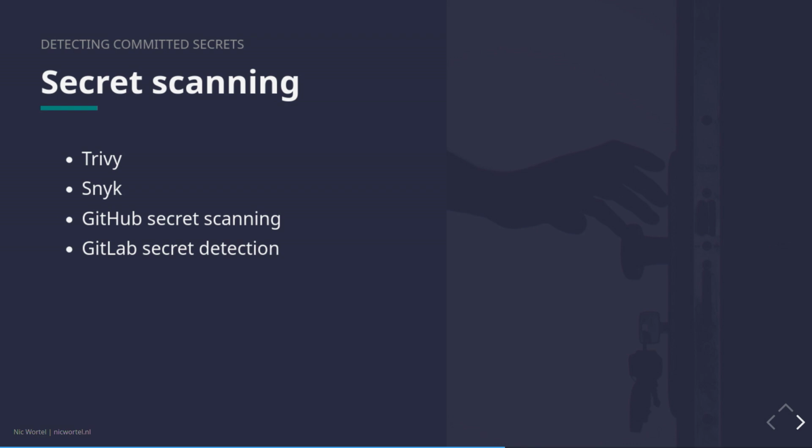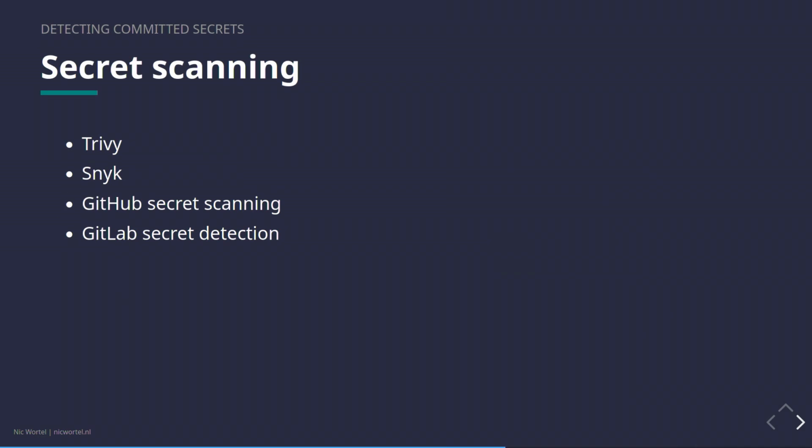So there also are some tools available that can help us to actually scan our Git repo to see if there's any strings found in the repository that match certain patterns. For example, an AWS key follows a certain pattern. And these tools, they just can scan your code and detect these.